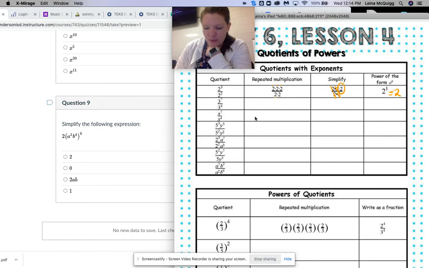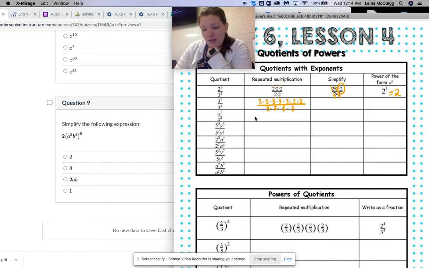Let's do it again. Over here, I'm going to have 3 to the power of 7. So I have 3 times 3 times 3 times 3 times 3 times 3 times 3. 7 of them. 1, 2, 3, 4, 5, 6, 7. Divided by 3 to the power of 4. 3 times 3 times 3 times 3. Okay, so I'm going to simplify that. I'm not going to rewrite it again. I'm just going to simplify it right here.